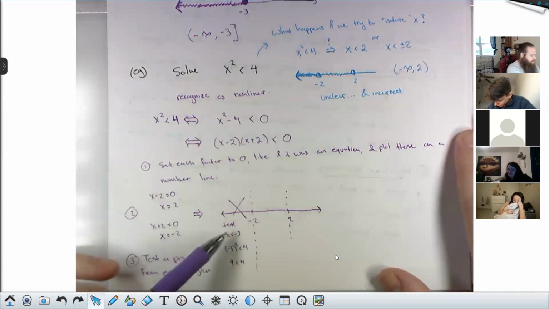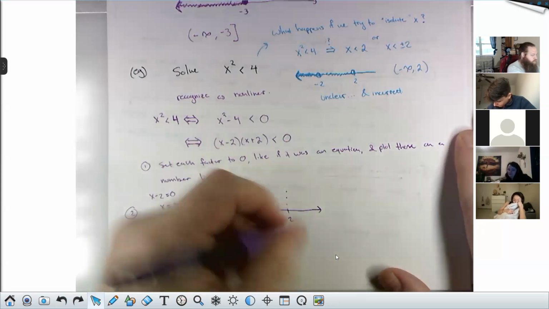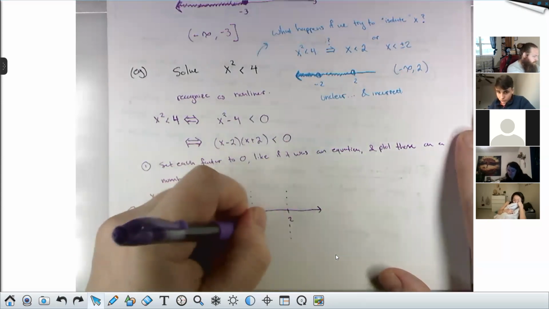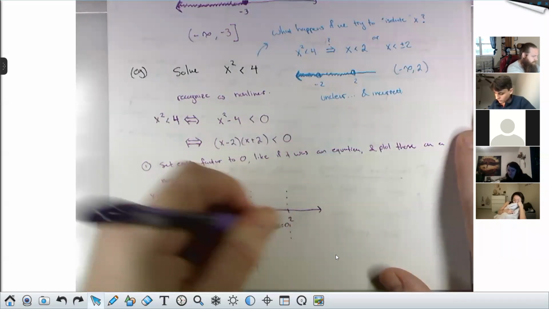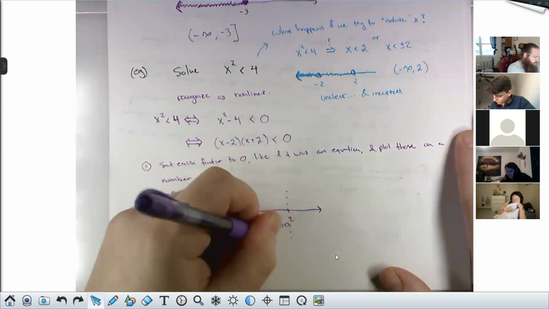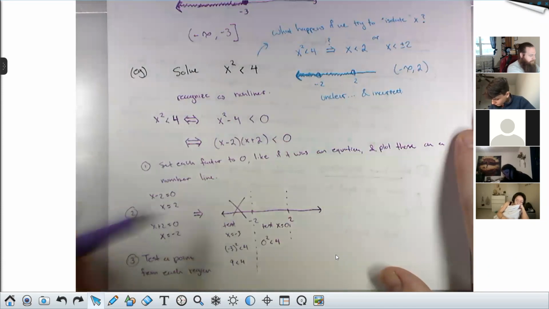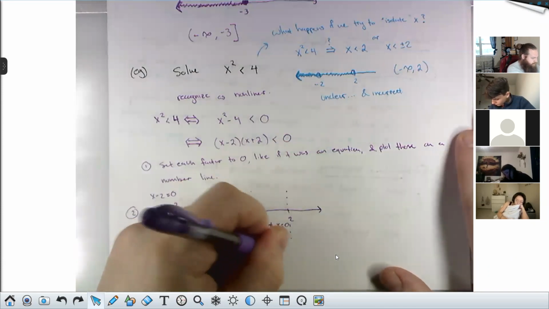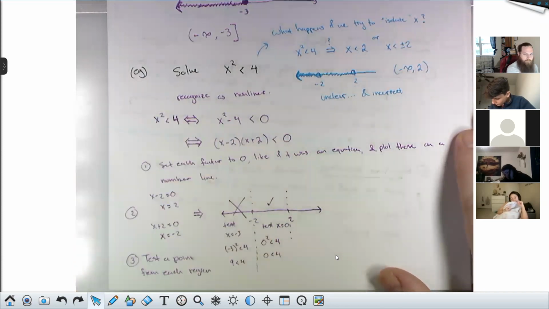Since negative 3 doesn't work, no number to the left of negative 2 will work. Then between negative 2 and 2, I could test x equals 0. That's a nice, easy number to plug in. I get 0 squared is less than 4 when I plug that into the original, which is equivalent to saying 0 is less than 4. That is true. So I'm going to hold on to this region.